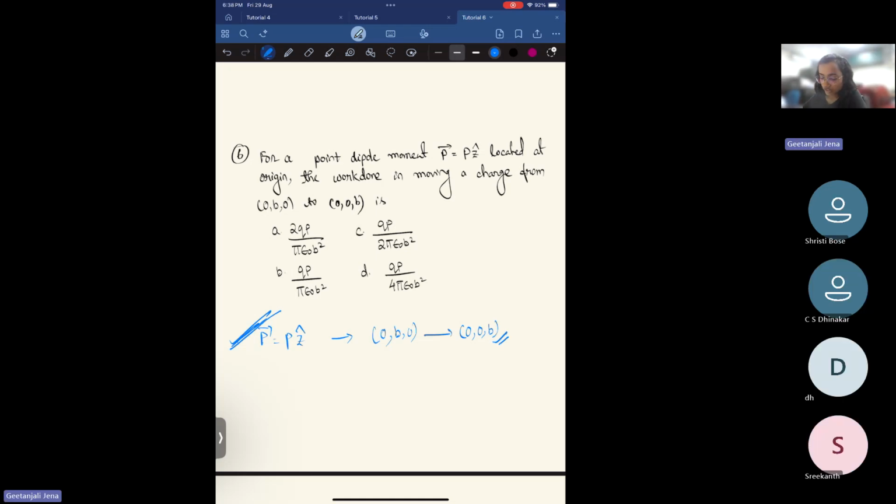So you need to recall the potential associated with the point dipole, then you can use the potential to find the total work done in moving a charge from the point 0, b, 0 to 0, 0, b.